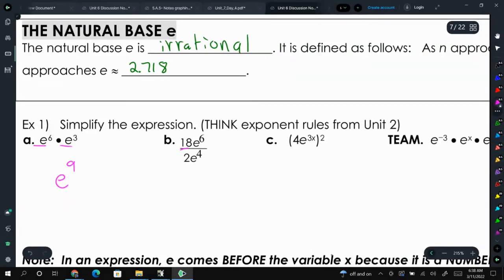This one we can divide 18 by 2 and get 9. And then e, 6 minus 4 is going to be e to the 2nd power. We don't want to calculate what e is. We want to leave it just like this.